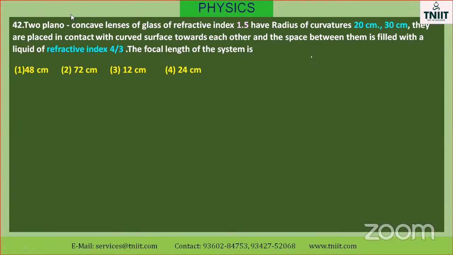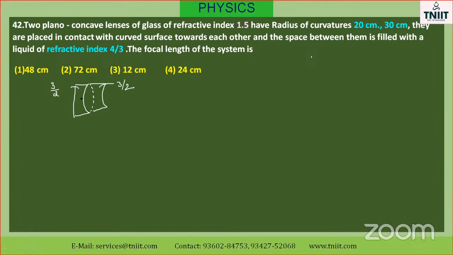Look at this. How many plano concave lenses do we have? 2 plano concave lenses, right? What is the refractive index? 1.5. You know how to draw the plano concave lens. This is one plano concave lens. This is the another plano concave lens. This refractive index is 3/2, that is 1.5. This refractive index is 3/2.